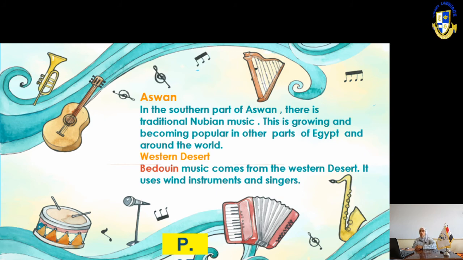Western Desert, Bedouin music. Bedouin music comes from the Western Desert. It uses wind instruments and singers. They depend on wind instruments and singers.